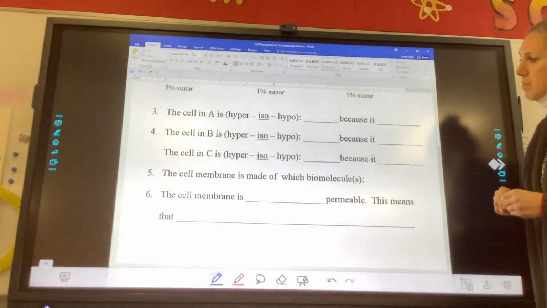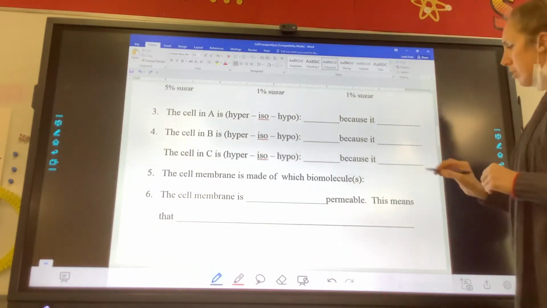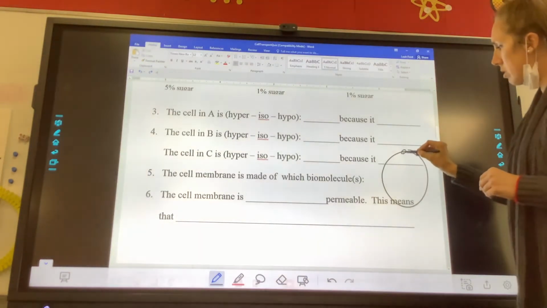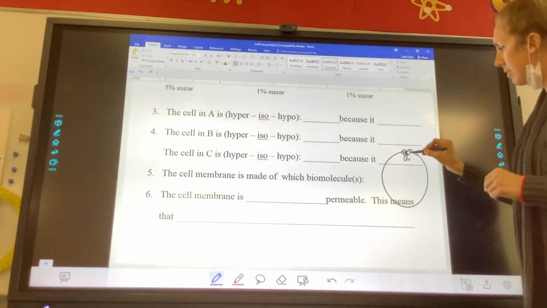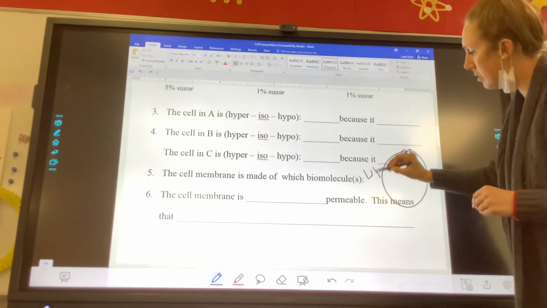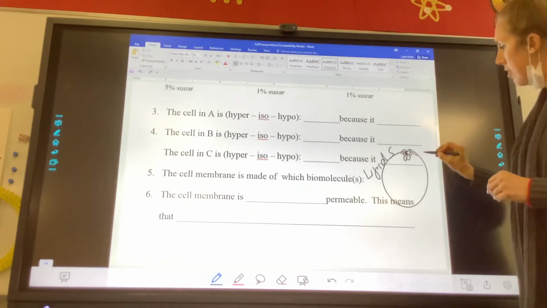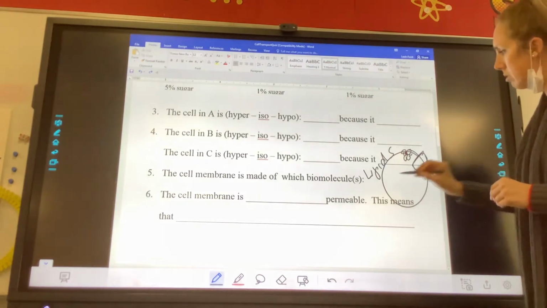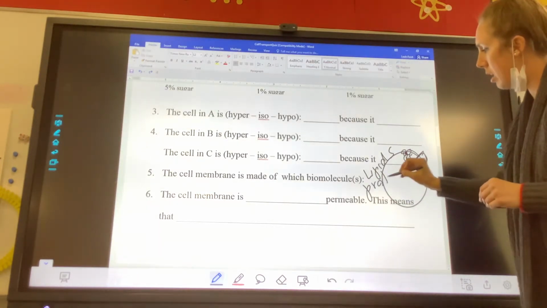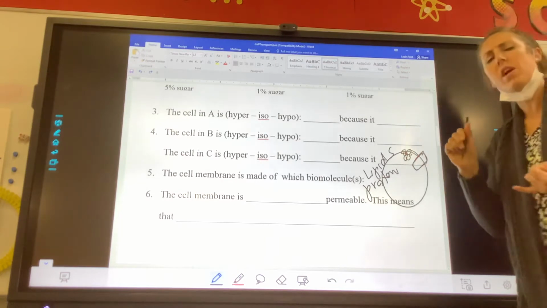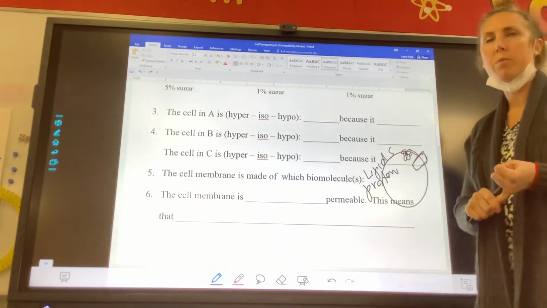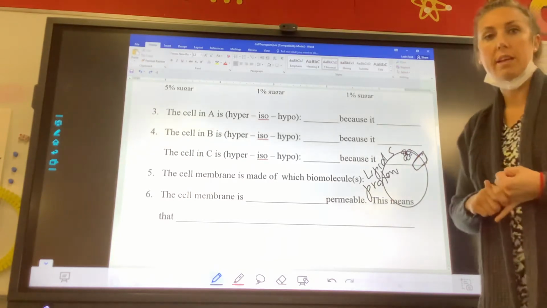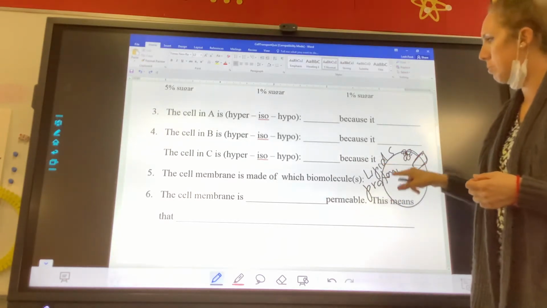Okay, and then the cell membrane is made up of which biomolecules? It's made up of 2. So here's the cell membrane. All those little heads and tails, those are lipids. And then the protein channels, so the protein pumps and the protein tunnels, protein. And then you would not find sugar in the membrane. Why would we put something we use as an energy source in there? And we would not find DNA because that is only in the nucleus. So it's just lipids and proteins.